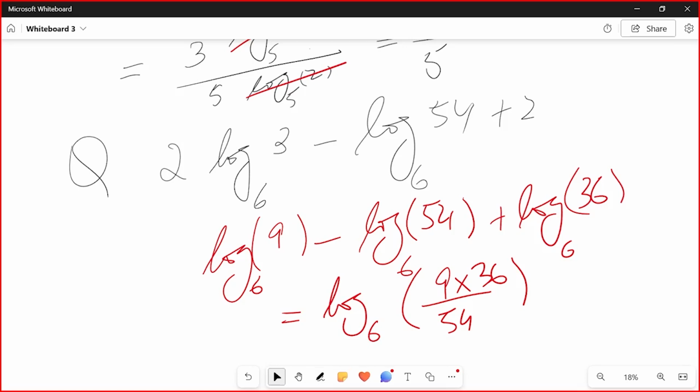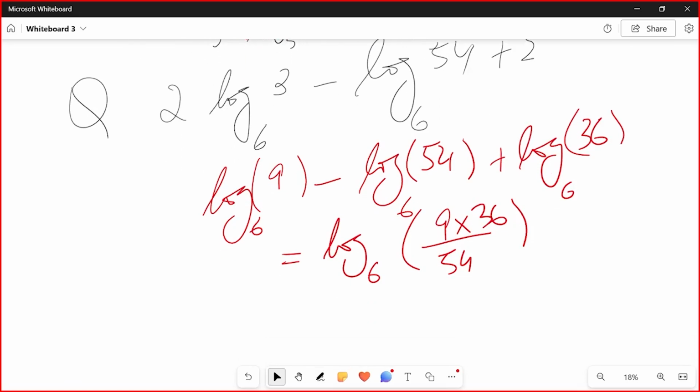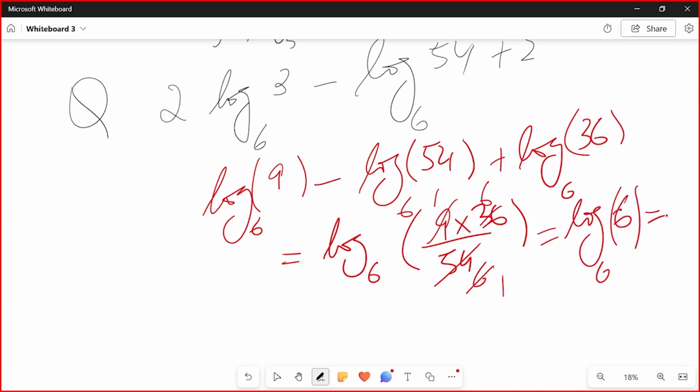So if it is like this, we can now solve it. 9 ones are 9, 9 sixes are 54, 6 ones are 6, 6 sixes are 36. So this becomes log of 6 to the base 6, and that is equal to 1.